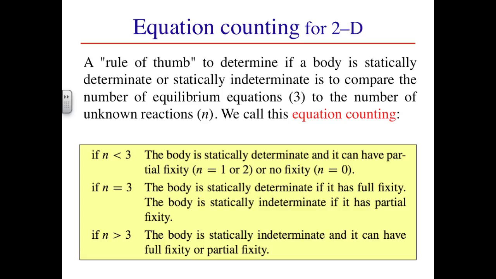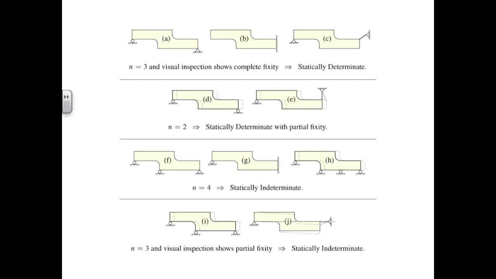Finally, if n is greater than 3, the body is statically indeterminate. It may have complete or partial fixity, again depending on the configuration of its supports. It is easier to appreciate the distinctions between these different cases by looking at some examples.